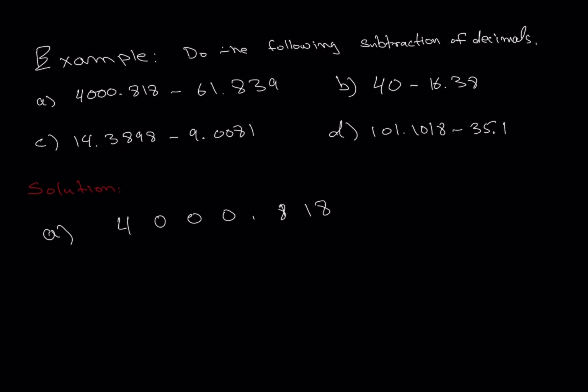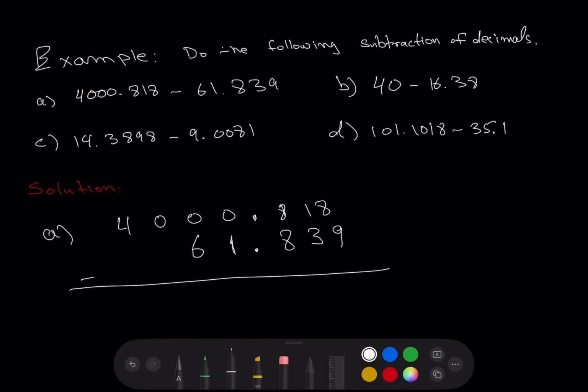4,000.818 minus, what is 61? Ones should be lining up with ones. Tens will be tens. I'm writing it bigger so we can all see it. 61.8, and the dot should line up with the dot. 839. Alrighty, that looks beautiful. That looks beautiful, but this one doesn't look beautiful. Let's correct these.